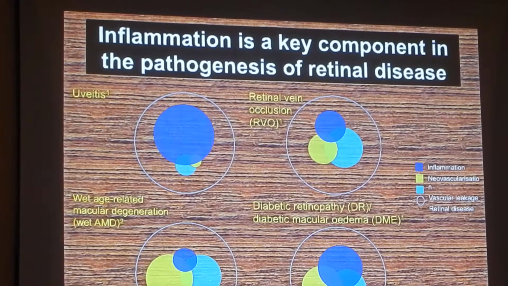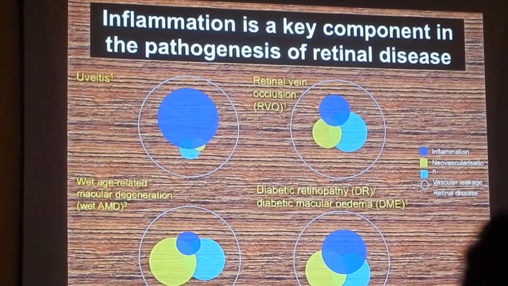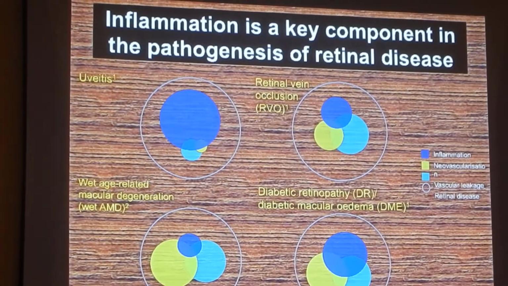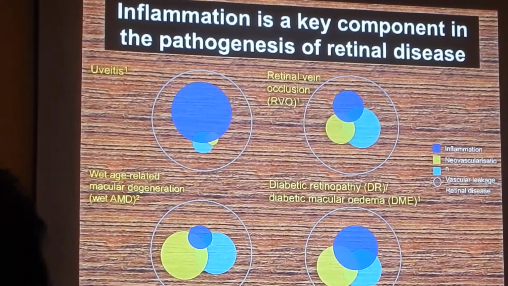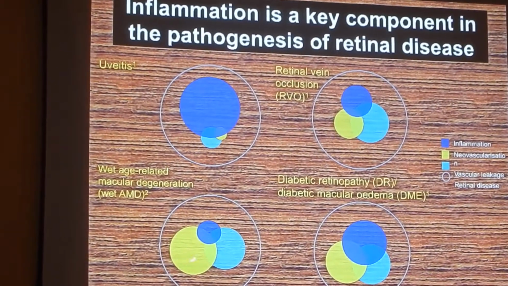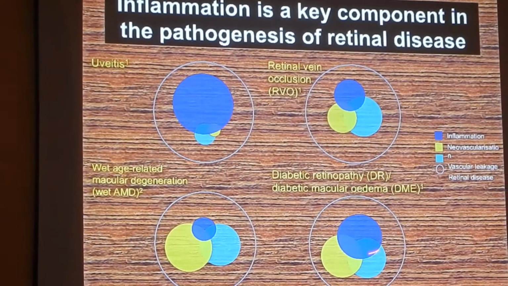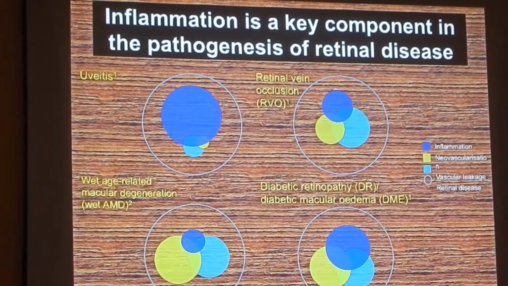Uveitis, you know that inflammation is the major component. Retinal vein occlusion, there are several things. Vascular leakage is common in retinal vein occlusion. Wet AMD, we know that the neovascularization component is more. But the diabetic macular edema, as we know, is multifactorial.